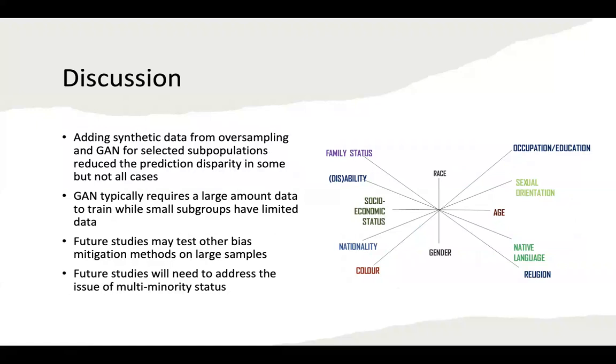Continuing our discussion, we explore the impact of adding synthetic data from oversampling and GAN for selected subpopulations. While these interventions reduced prediction disparity in some cases, it's crucial to note that GAN, in particular, requires substantial data for training, which can be challenging for small subgroups. Future studies may explore alternative bias mitigation methods on larger samples, addressing the complexities associated with multi-minority status.